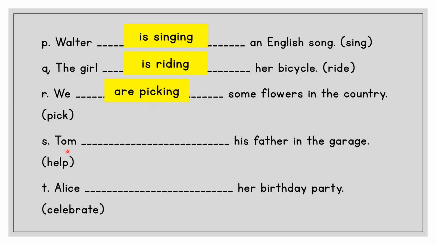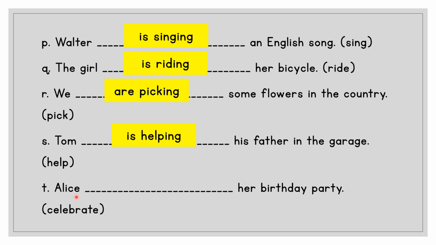Okay, next. Tom. How many person is Tom? One person? More than one person? One person. So Tom is or are? Is. What is the verb? Help. And then we add ing. Tom is helping his father in the garage.